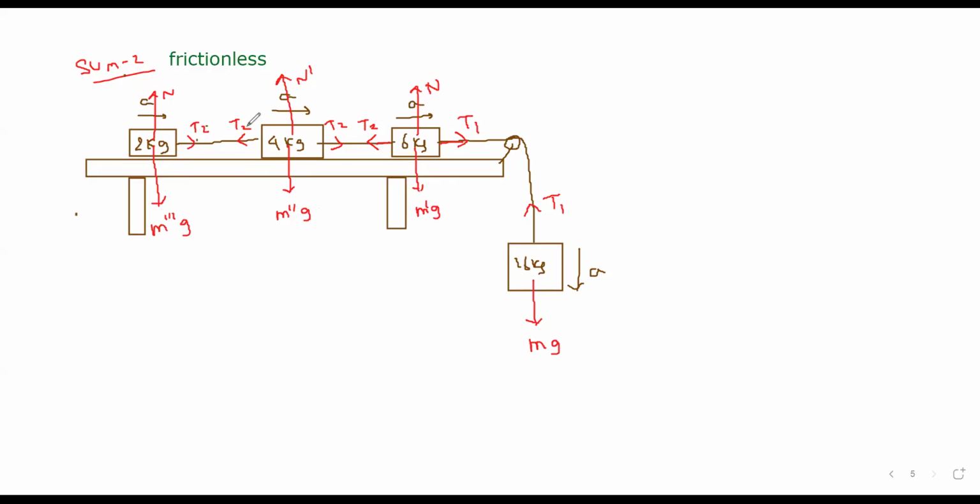A small mistake: it is not T2, it is T3, because the wire is different. So first wire, tension T1. Second wire, tension T2. Third wire, tension T3.